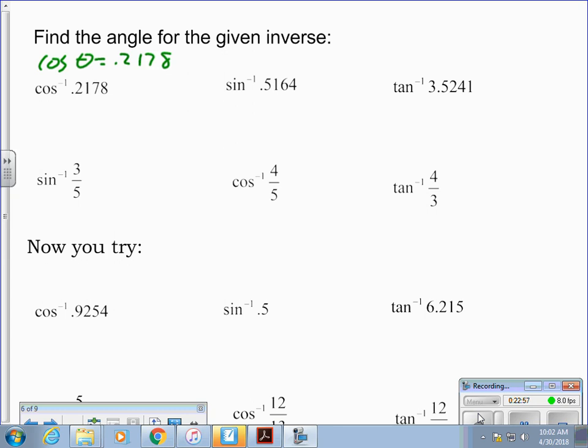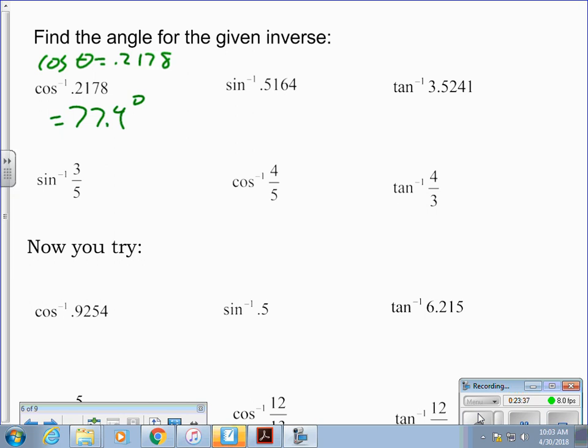It's very easy to do. You hit shift over the cosine, and you should have cosine to the -1 power, the inverse cosine, on your calculator. Then type in 0.2178. And your angle is 77.4 degrees. An angle of 77.4 degrees has a cosine of 0.2178. We're taking the ratio and finding the angle. That's what we're doing.